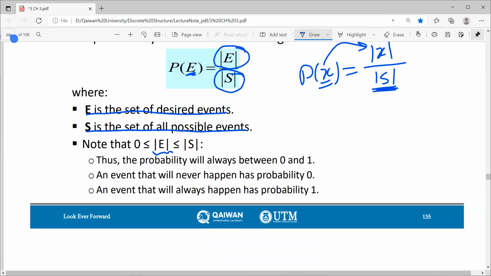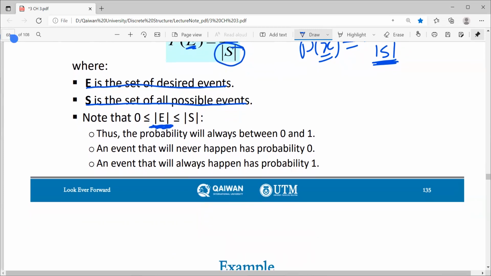The cardinality of E must be greater than or equal to 0 and less than or equal to the cardinality of S. If you have 10 balls, we cannot take 11 balls from 10 balls. We cannot do that. So it must be from 0 to 10. That means the cardinality of E, the desired events, is between 0 and the cardinality of S.